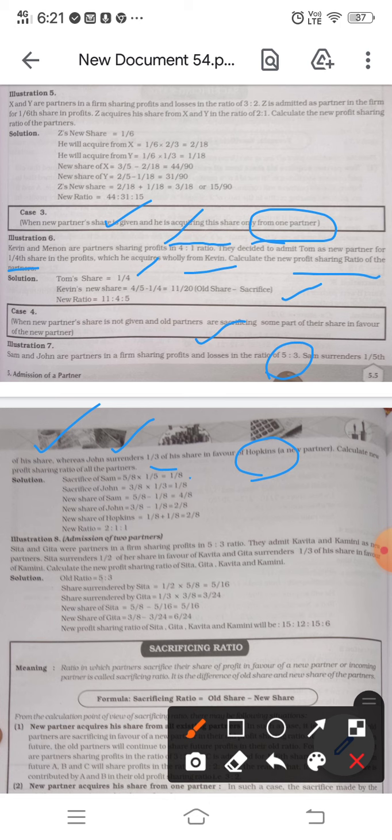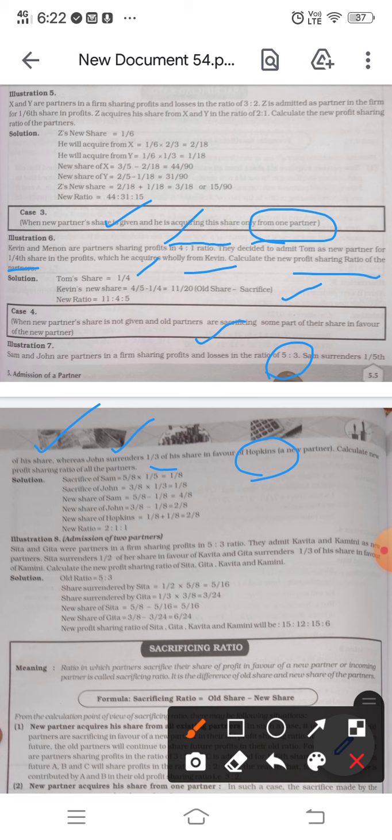So sacrificing of Sham, how to calculate? What is the old? 5/8. In this he is surrendering 1/5. So 1/8. Okay. The next, for John, what is the old profit sharing ratio? That is 3/8. In this he is surrendering 1/3. That's all. Next, how to calculate the new share of Sham?